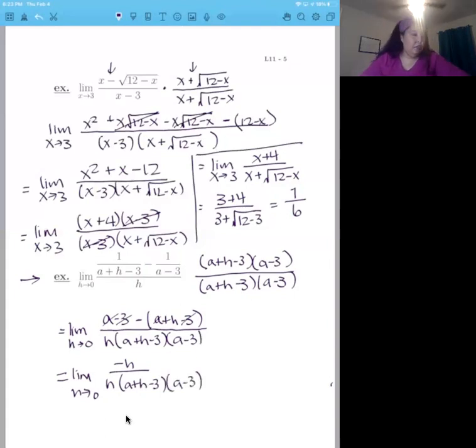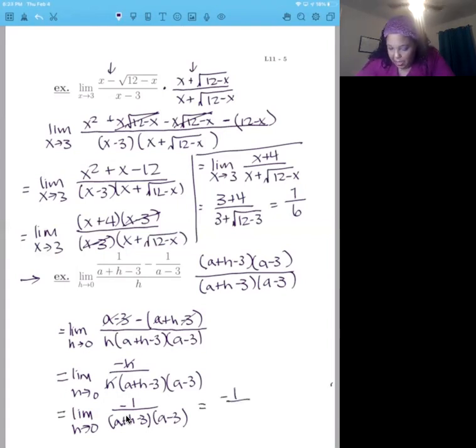Now I can cancel my h in the numerator and the denominator. So what I'm left with is a negative 1 in the numerator and the a plus h minus 3 times a minus 3 in the denominator. Now if I plug in 0, I'm not going to get a 0 in the denominator. So that's exactly what I'm going to do. So I have an a plus 0 minus 3 times a minus 3. Well, a plus 0 minus 3 is the same thing as a minus 3, so I'm going to write it as negative 1 over a minus 3 squared.